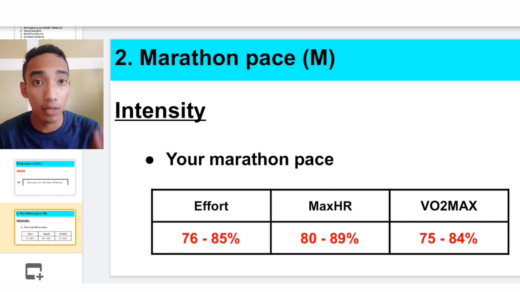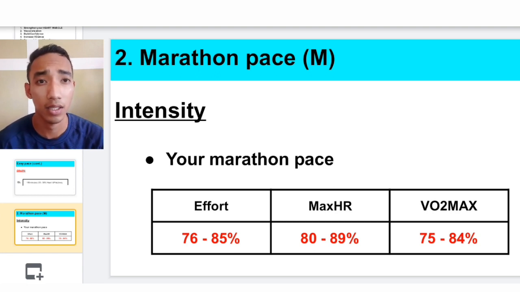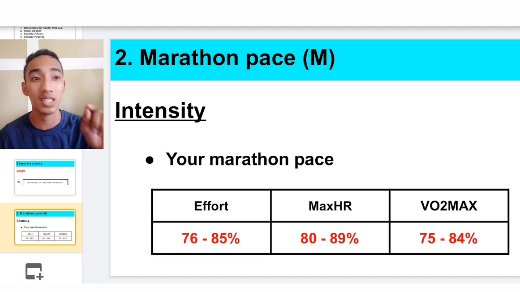So stick with me till the end of this video and I will show you what should be your marathon pace. So your marathon pace, your effort imposed is around 76 to 85%. Fraction of maximum heart rate is around 80 to 89%. So in my case, it is 172 beats per minute. Fraction of VO2 max, that would be 75 to 84%.